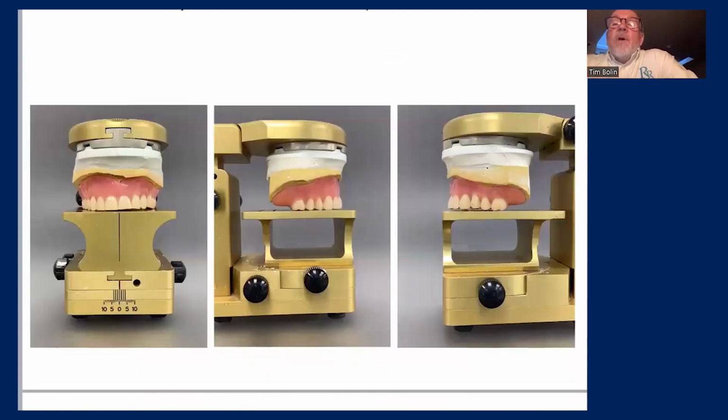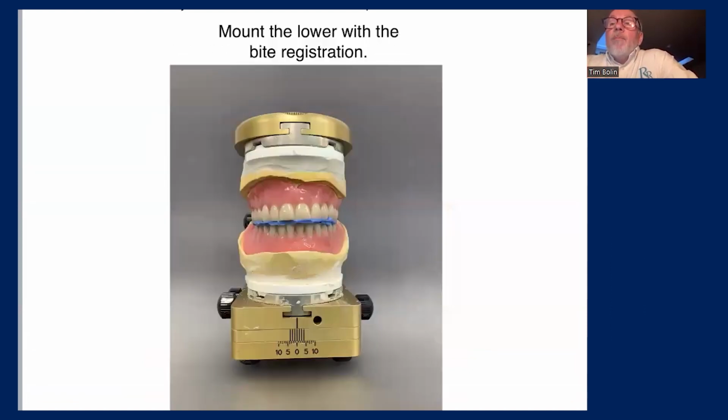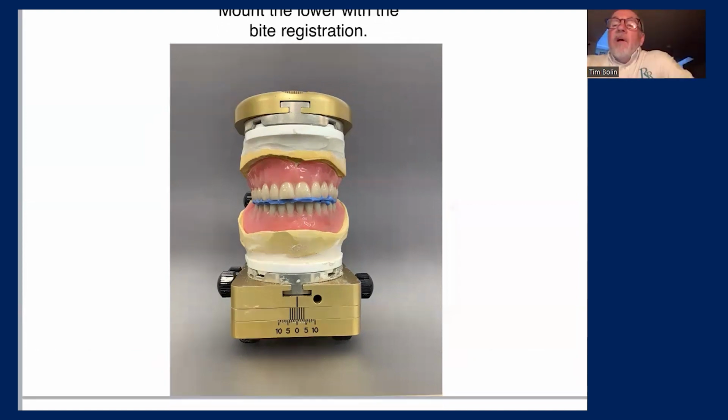So we're going to start with getting the lower mounted against that upper with the bite registration. Again, whatever bite registration you're comfortable with. I really recommend the swallow bite technique, a 10 swallow bite if possible, but a swallow bite technique worked quite well. So there's our upper and lowers mounted on the Aculiner.